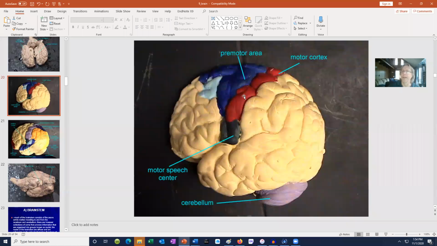So here we would have a motor cortex, a premotor area. Here on the left hemisphere only is where we have the motor speech center. This is not only where we control motor movements, but specifically those motor movements associated with speech.